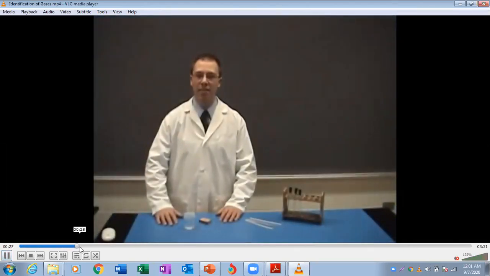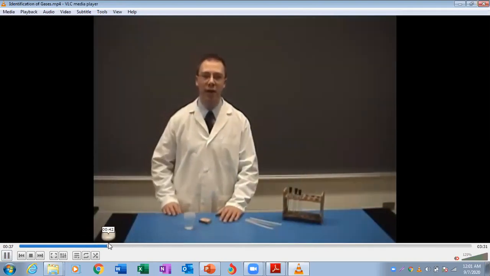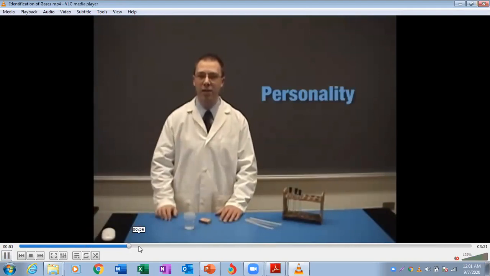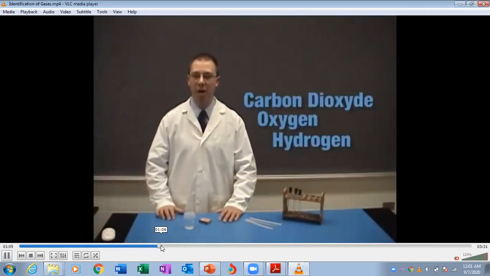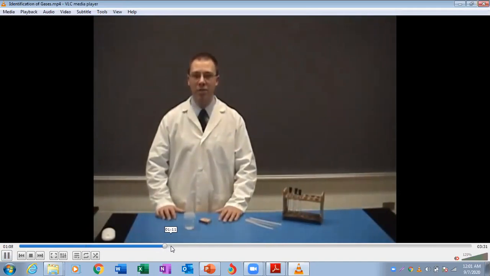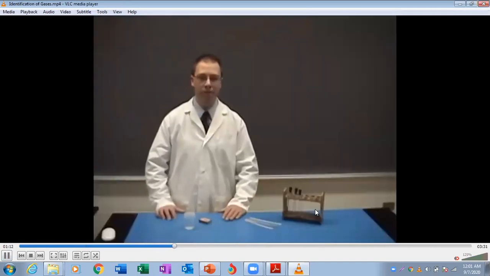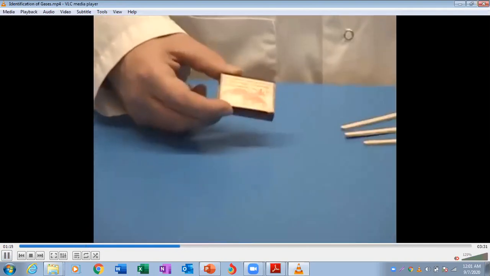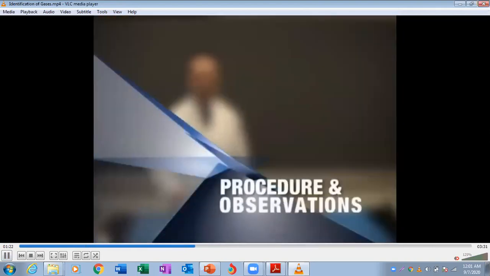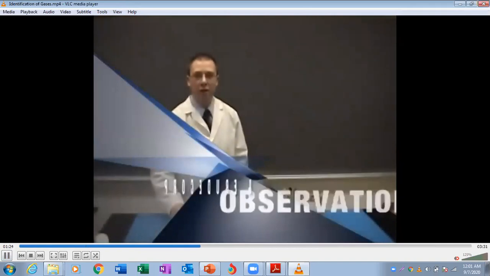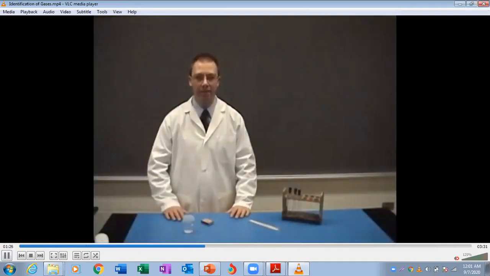Let's suppose we have different kinds of gases. What are the gases? Just focus on the result. Carbon dioxide, oxygen and hydrogen: these gases are all colorless, and these are three test tubes that hold carbon dioxide, oxygen and hydrogen. Okay, the procedure and observation that you are going to perform: we will perform the lit splint test.